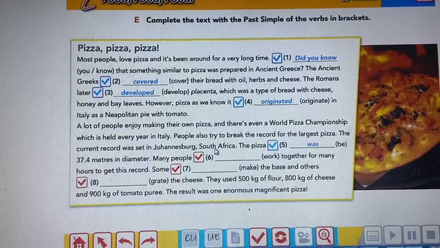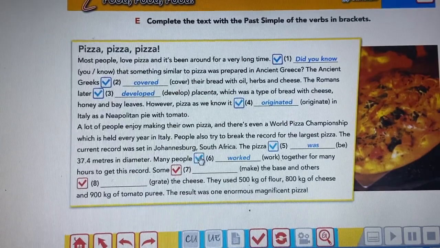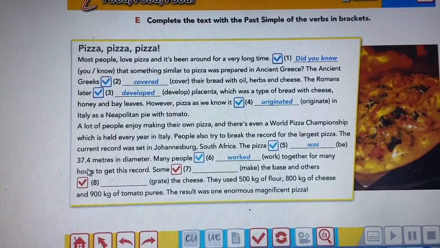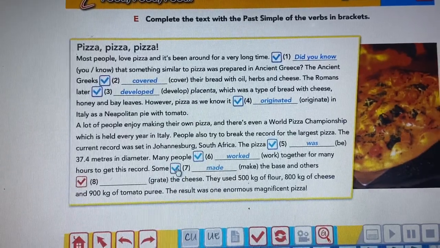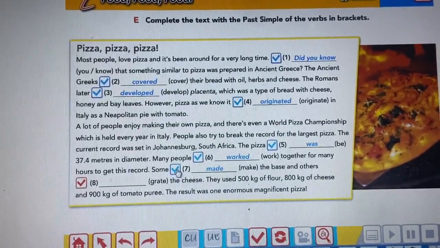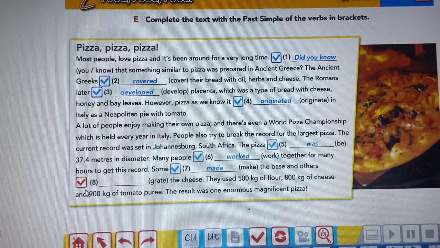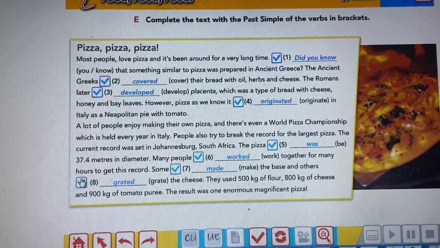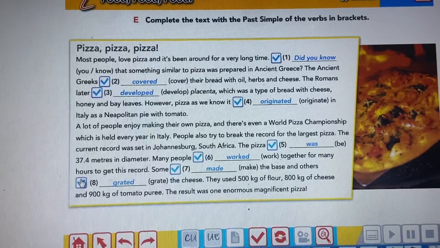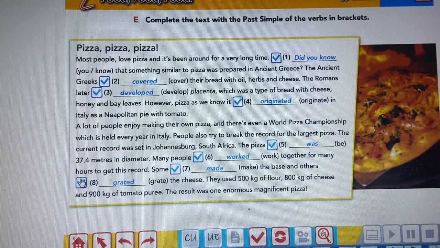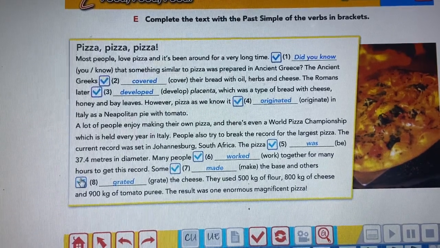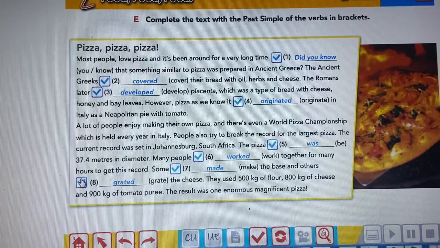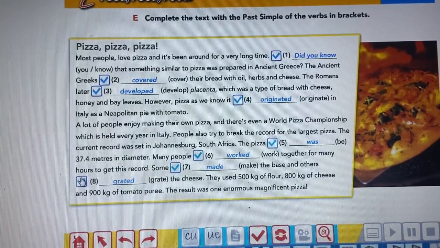Many people worked together for many hours to get this record. Some made the base and others grated cheese. They used 500 kilograms of flour, 800 kilograms of cheese, and 900 kilograms of tomato puree. The result was one enormous, magnificent pizza. So these are the answers of exercise number E.